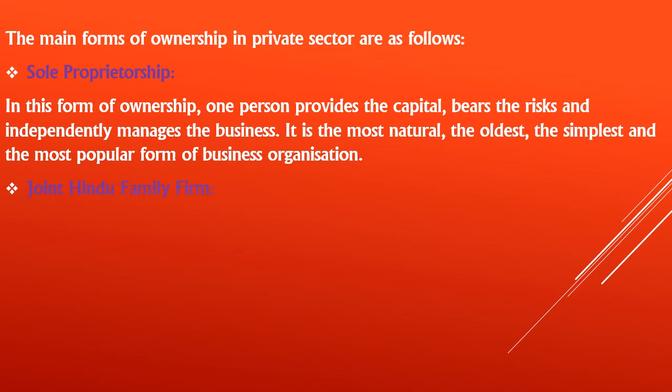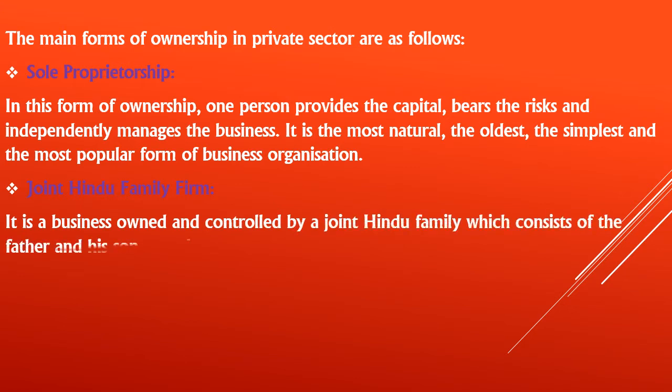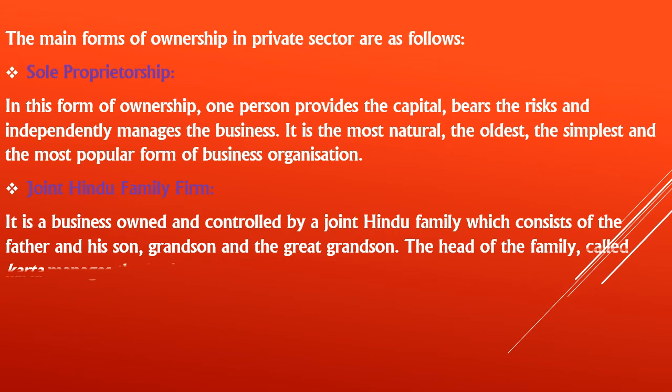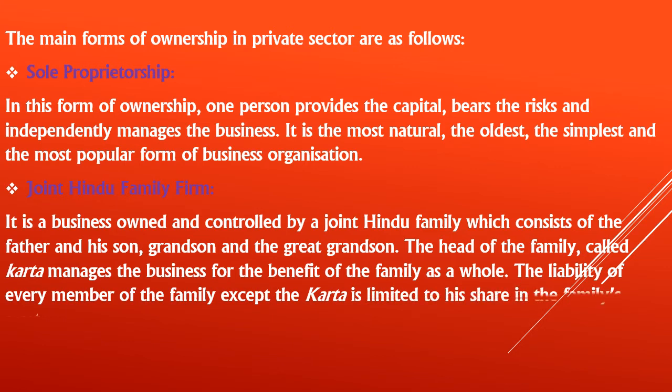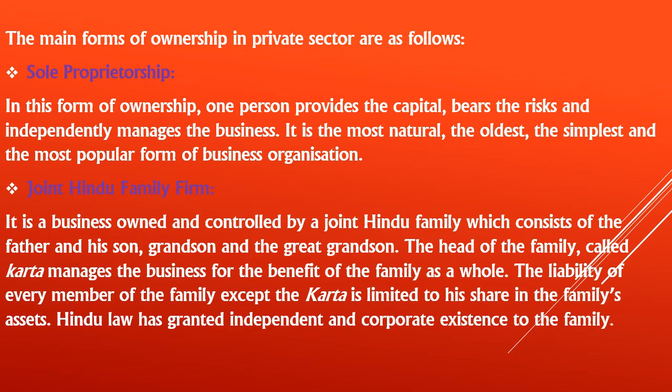The second one is joint Hindu family firm. It is a business owned and controlled by a joint Hindu family which consists of the father and his son, grandson and great grandson. The head of the family, called Karta, manages the business for the benefit of the family as a whole. The head of the family, whoever manages the business for the benefit of the whole family, is called Karta. The liability of every member of the family except Karta is limited to his share in the family's asset.